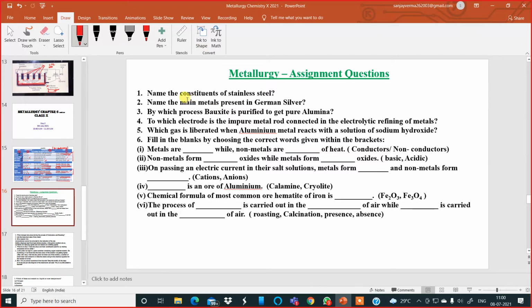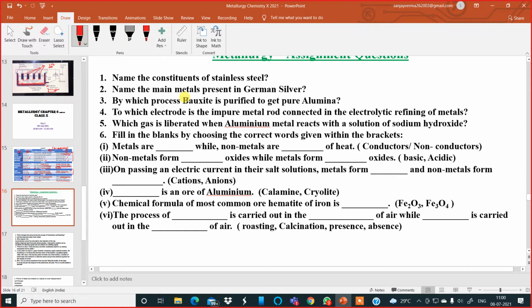Number one, name the constituents of stainless steel. Number two, name the main metals present in German silver. Number three, by which process is bauxite purified to get alumina? This you already know the answer to.